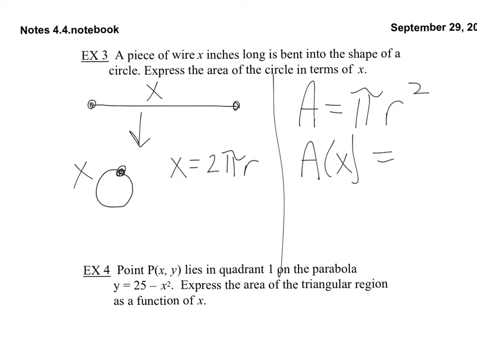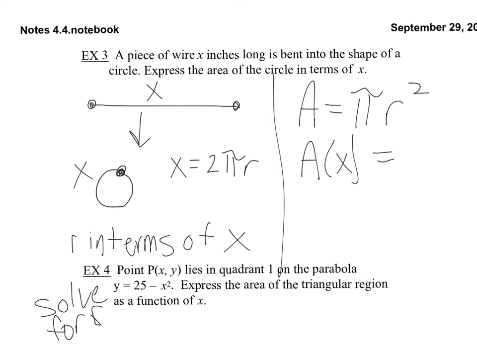So I come back over here and I go, okay, I have the area in terms of r. I want the area in terms of x. So I need to find out what r is in terms of x. I'm writing it out so you can see it: in terms of x is the same meaning as solve for r. And if we do that, divide by 2 pi, we get r equal to x over 2 pi.